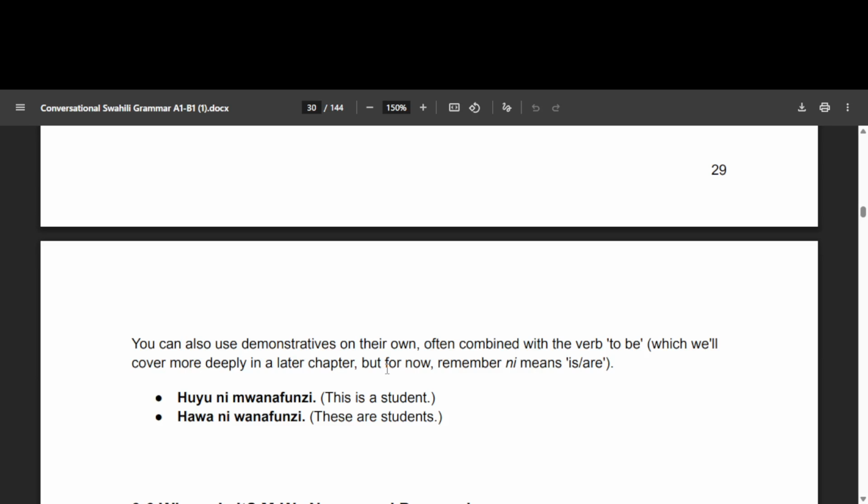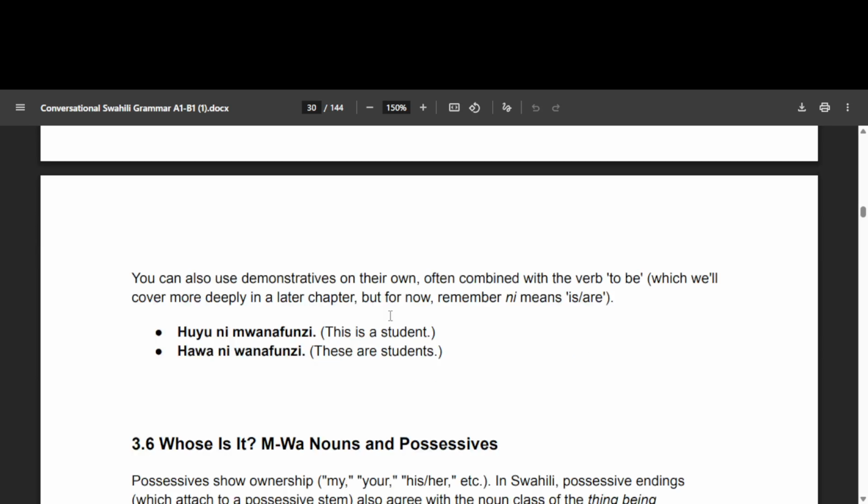You can also use demonstratives on their own, often combined with the verb to be, which we'll cover more deeply in later chapters. But for now, remember, ni means is or are. For instance, huyu ni mwanafunzi. This is a student. Hawa ni wanafunzi. These are students.